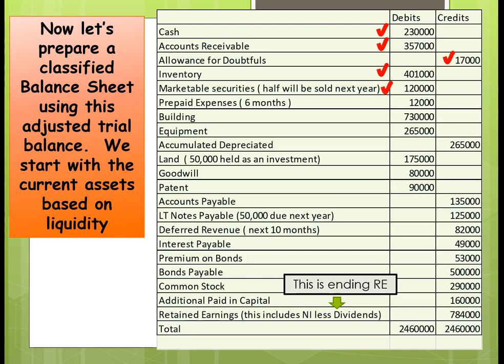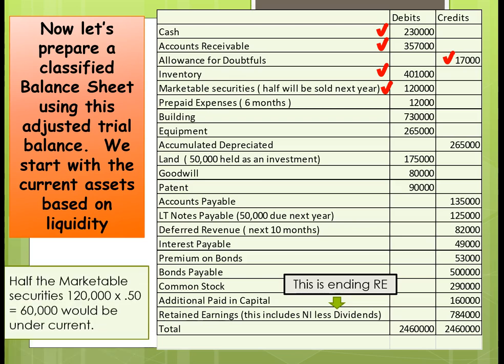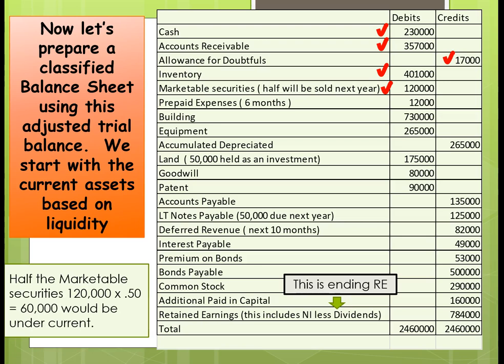The portion of marketable securities that will be sold in the next year. So this is an example of our current assets, and that would have been our calculation. So we know that 60,000 would be under current, and we have to make sure we remember that the other 60 would be non-current. And also our prepaid expenses, we have to include that too.